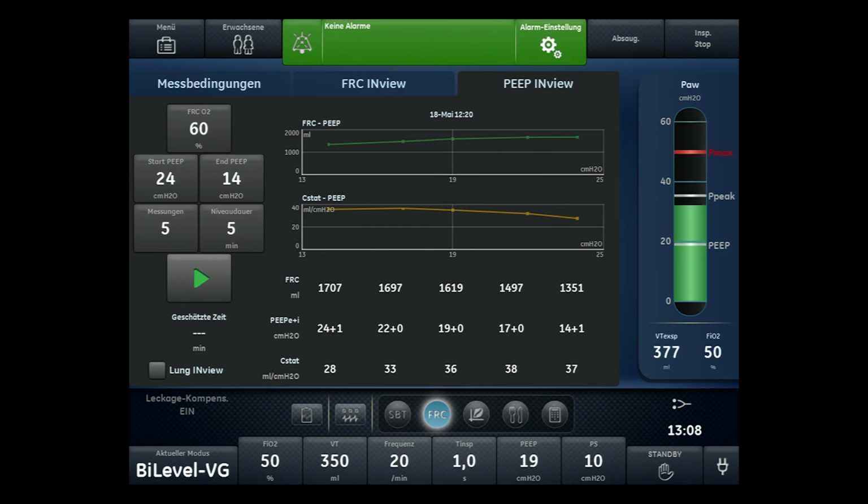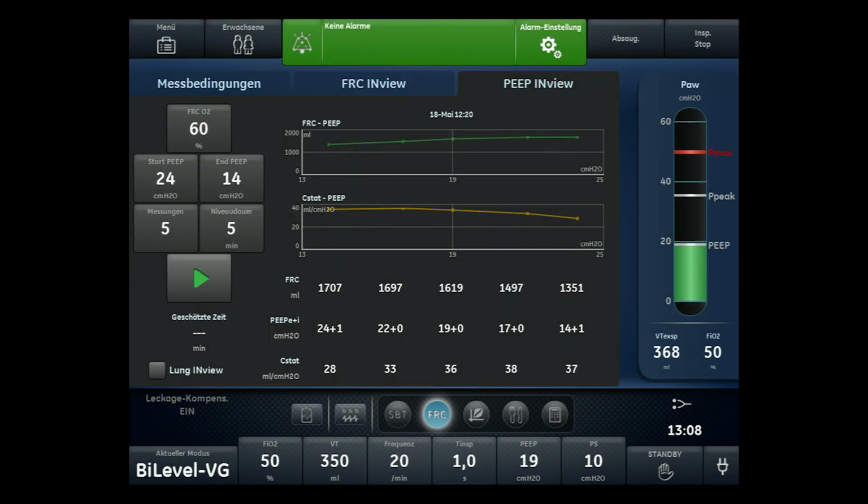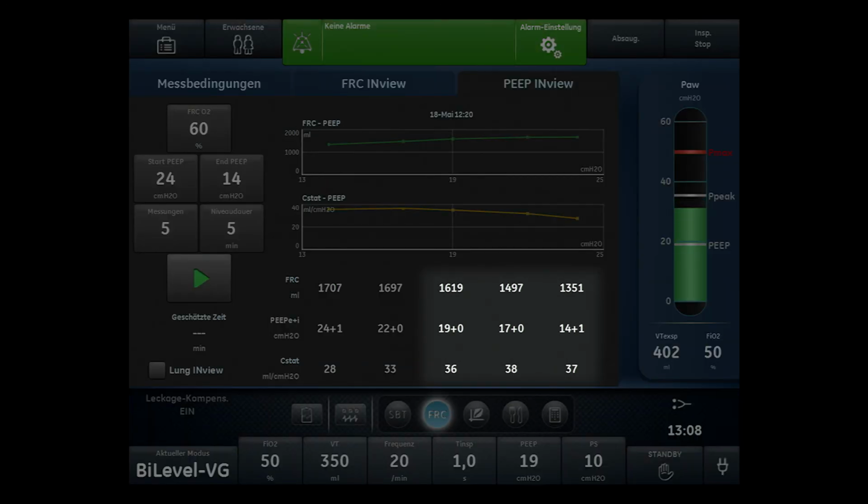I would now like to illustrate for you on the basis of 3 cornerstones how we set an optimal PEEP for this specific patient. As you can see, a PEEP increase from 22 to 24 does not result in any significant increase in end expiratory lung volume, though it does result in a marked decrease in compliance. A PEEP increase from 14 to 19, on the other hand, results in a marked increase in end expiratory lung volume and produces no significant change in compliance.